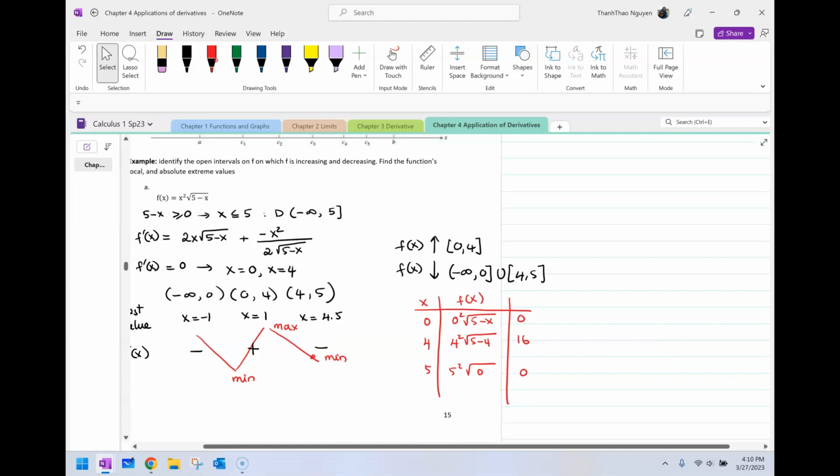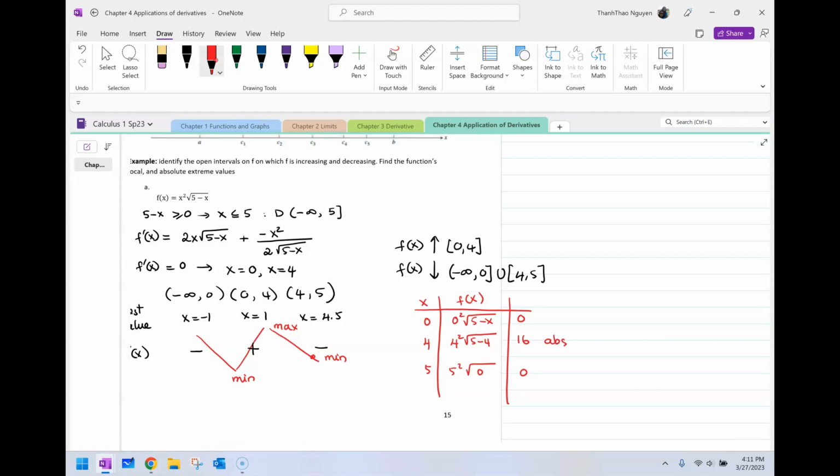So note that here we have an absolute max. Actually, because the function is decreasing from negative infinity, here we have a local max, and we have two absolute mins. All right.